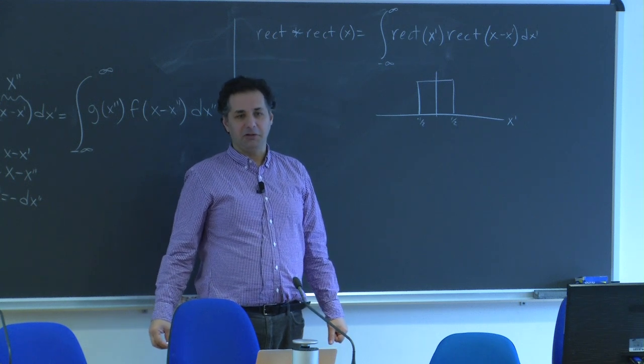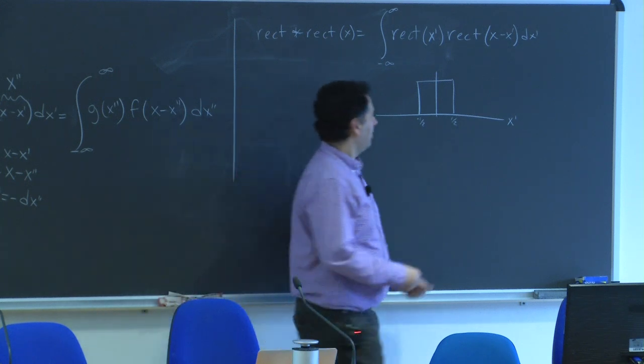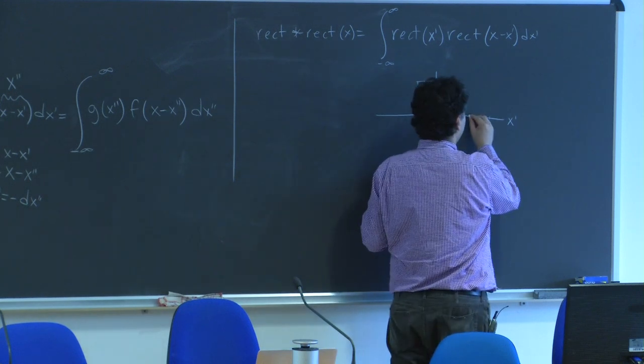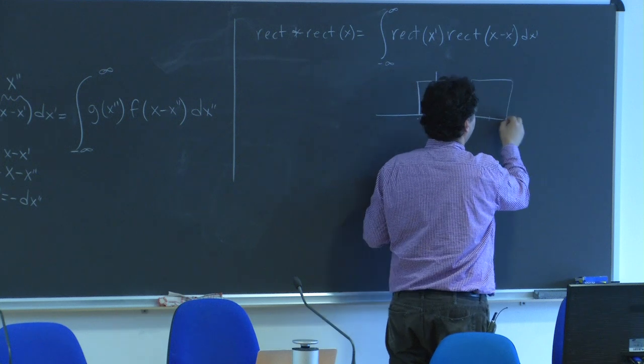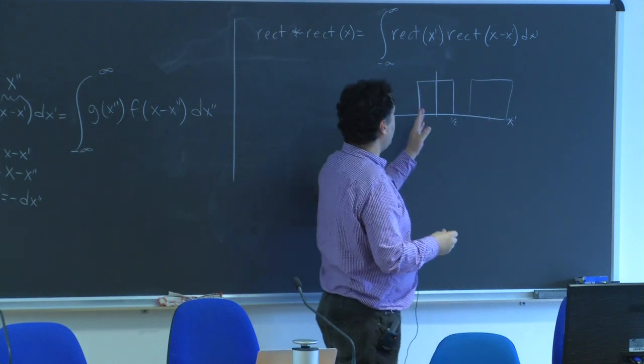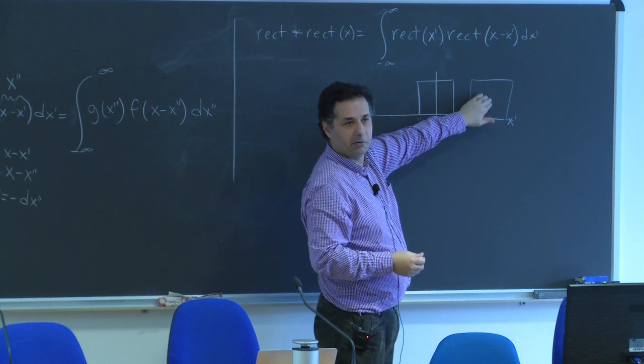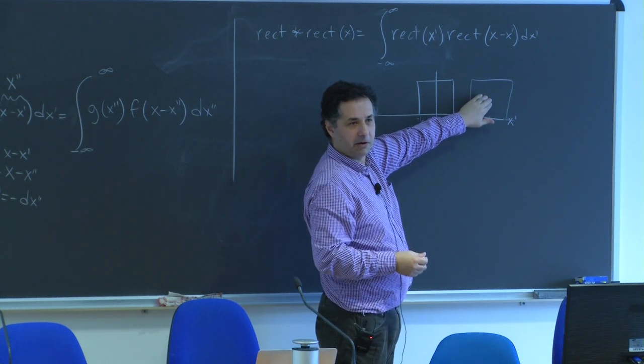It's shifted by how much? X. So what if x is here? Then I have this guy here. And then I have this times this. What is that equal to? 0.